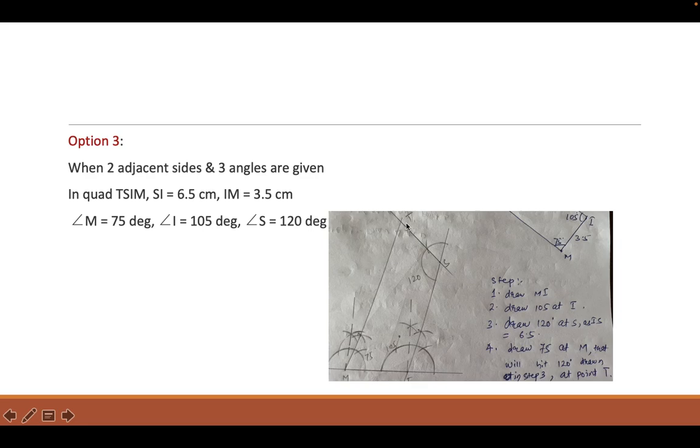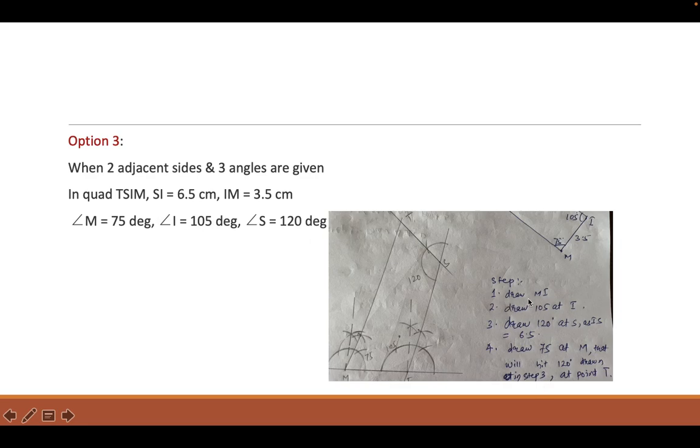So you got all the 4 points, join them out, whatever left over. You got the T point here, and you're going to extend this until T. So all the four sides came out. So the triangle TSIM is done.